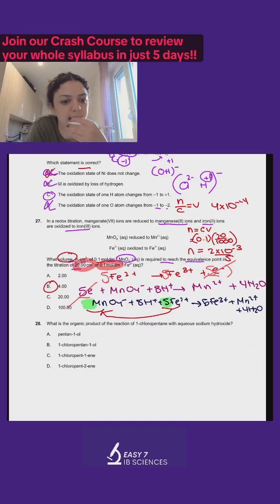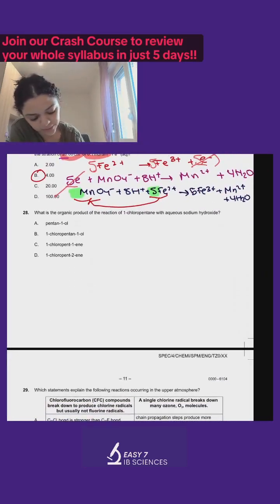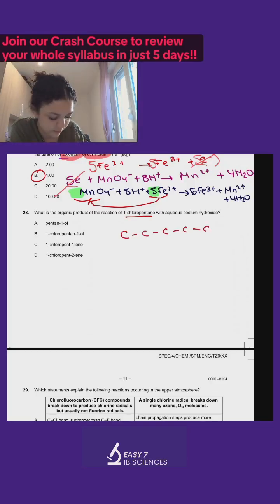Okay, I'm gonna move on, but if you remember, write down the question number and I can explain it later. This is: what is the organic product of the reaction of chloro-1-pentane, 1, 2, 3, 4, 5, chloro-1, with sodium hydroxide?